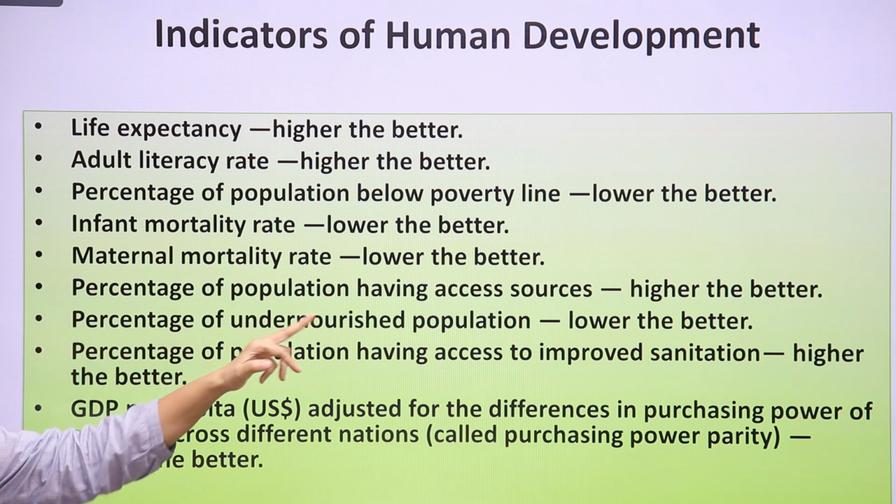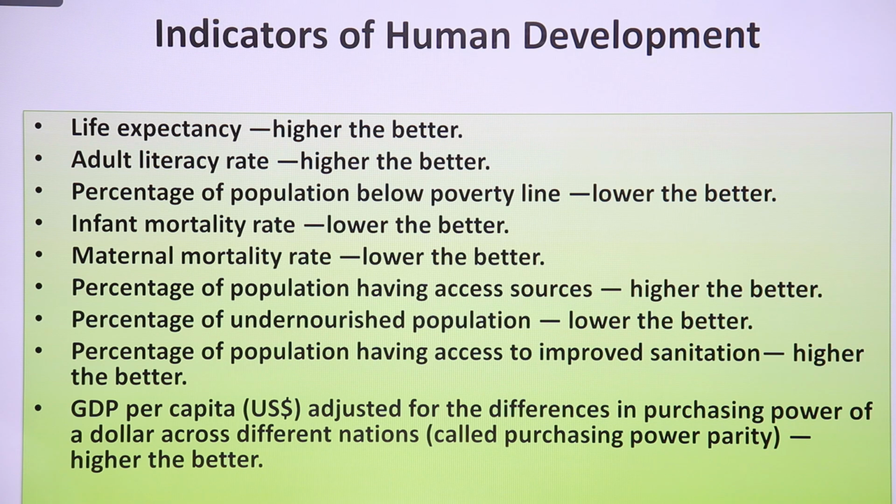Then percentage of population having access to sources. Access to sources means you have all the facilities, hygiene facilities, health facilities, infrastructure facilities, and higher the better. If you have good facilities, it's good. Then percentage of undernourished population. Undernourished means you are not having good food. You are malnourished. You don't have all 3 meals per day. You don't have a good quality of protein, carbohydrate, minerals, vitamins, etc. So you don't have a good amount of food or good quality of food. That is undernourished. So the undernourished population should be very small, or there should be no one undernourished.